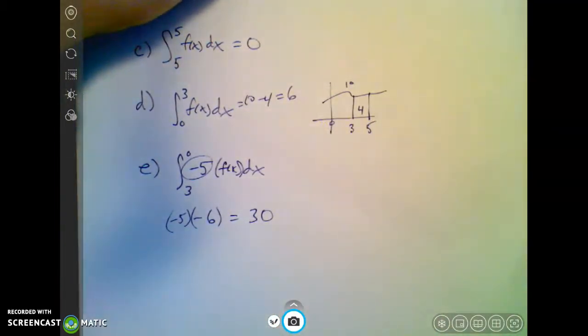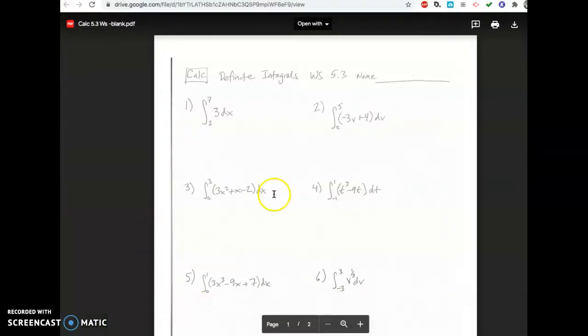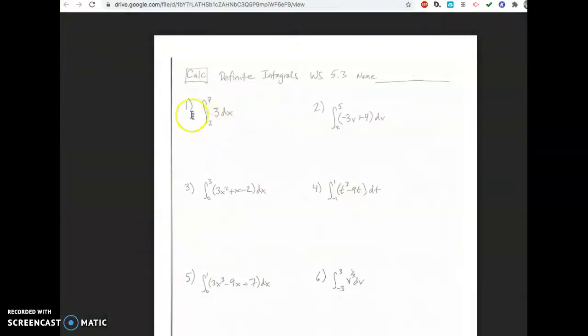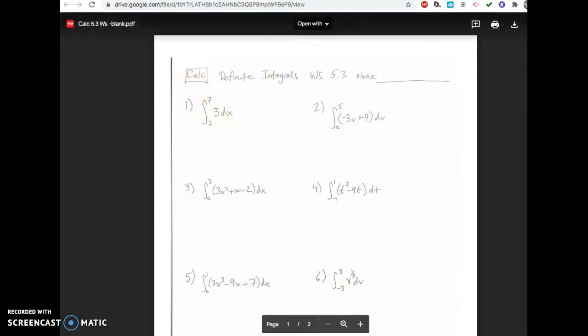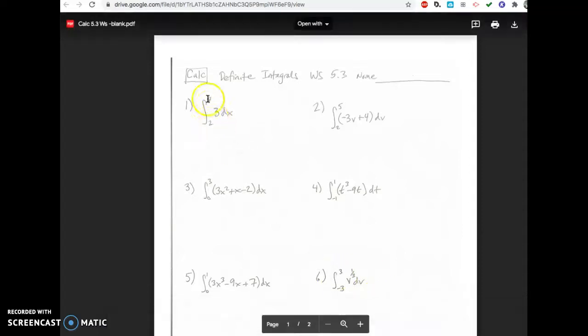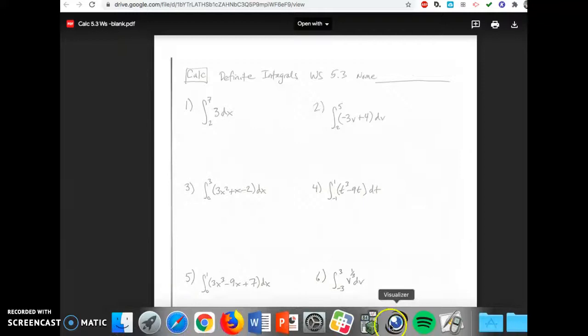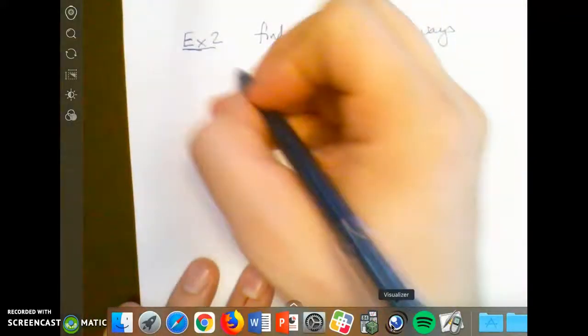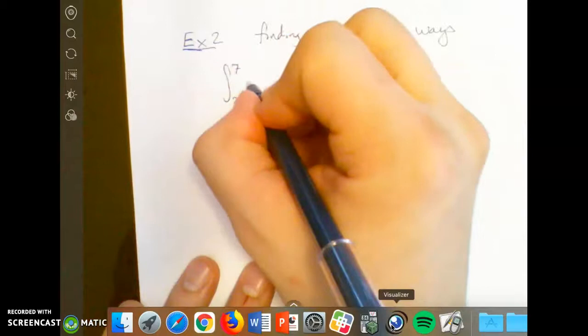Let's learn the trick of the day. All right, so if we take a look at your homework worksheet for 5.3, I'm going to look at this problem here, and I want to show you two different ways to do the problem. The second way is the way we're going to do it more often. Actually, let me show you the first way while we're here. So the integral from 2 to 7 of 3 dx. Okay, so we're going to do this one.